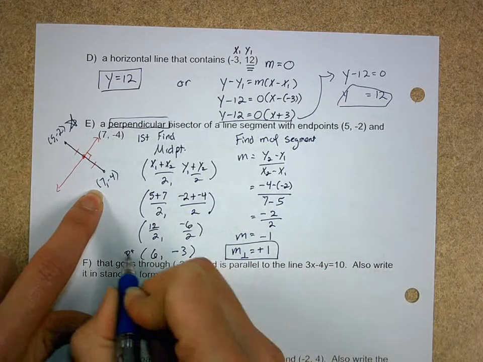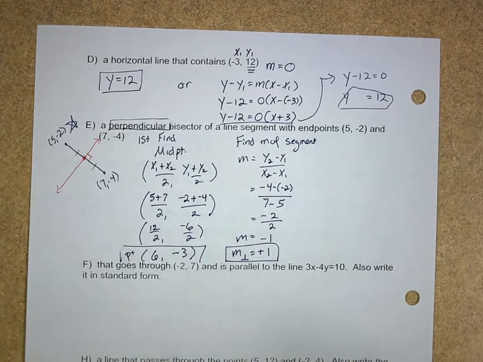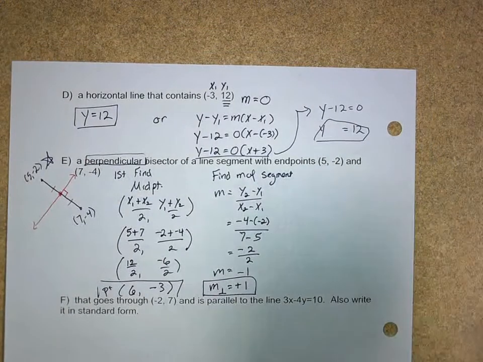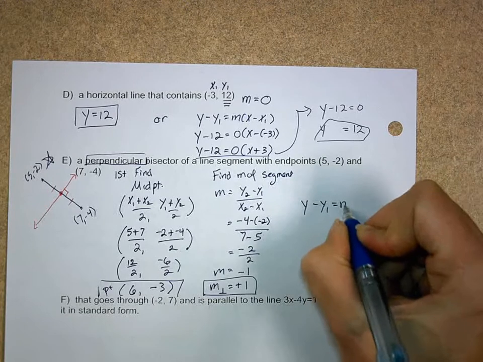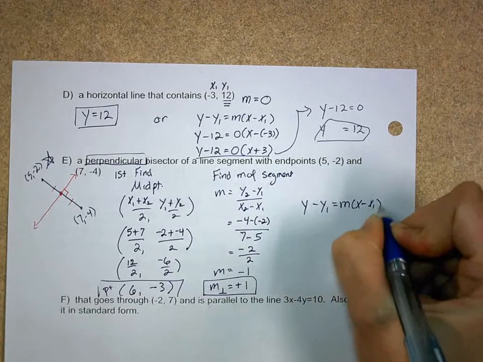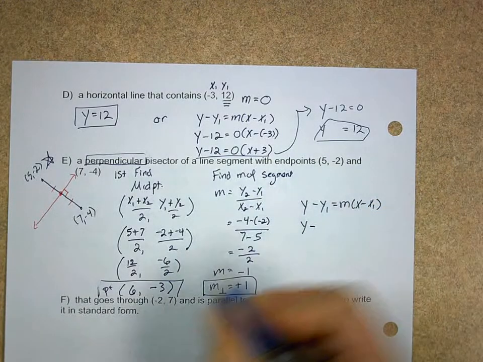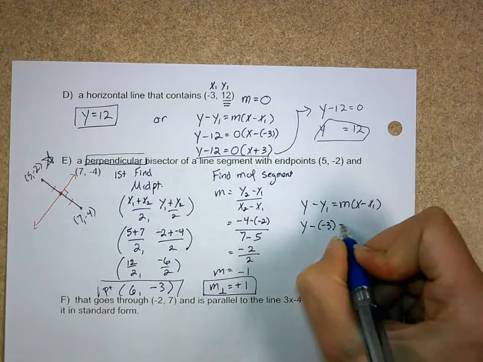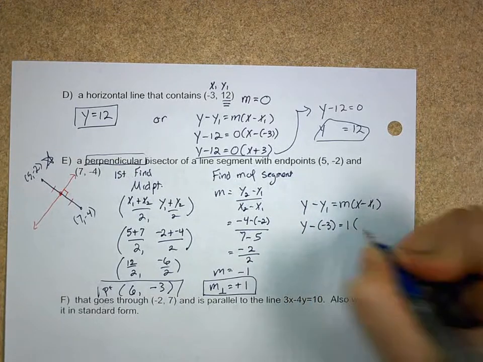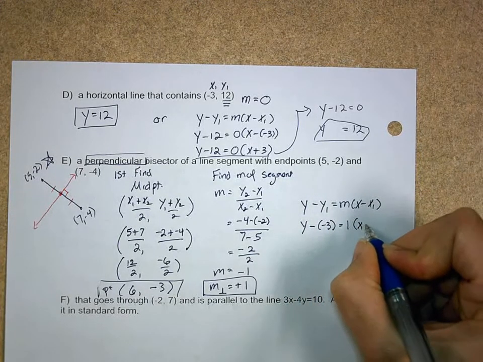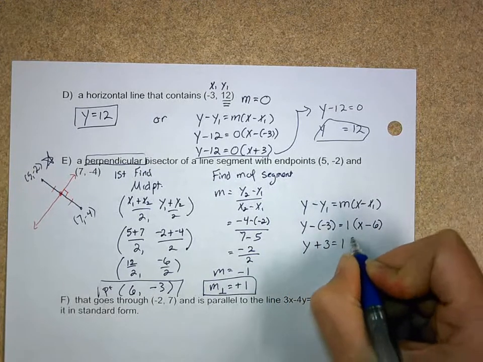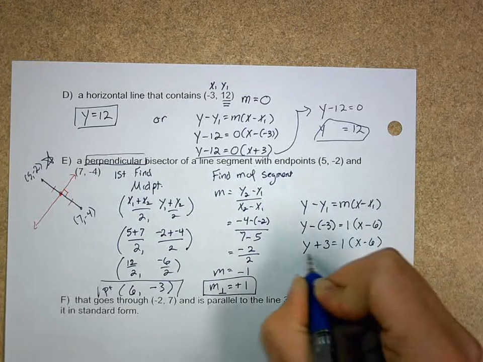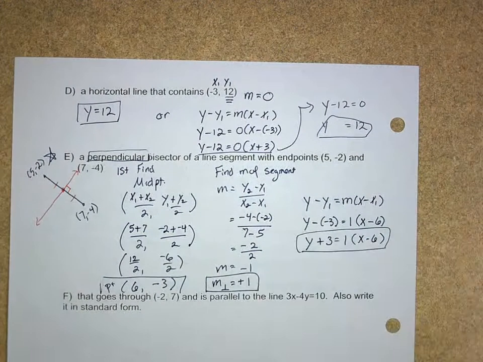So there's my slope, here's my point. I have to write the equation of the line. Point-slope, because that's what I have. y minus y1 equals m times the quantity x minus x1. y minus y1, that's a -3. Our slope is 1 times the quantity x minus 6. So that's y plus 3 equals 1 times the quantity x minus 6. Great job.